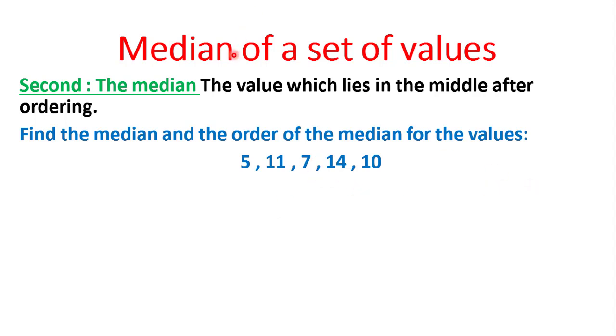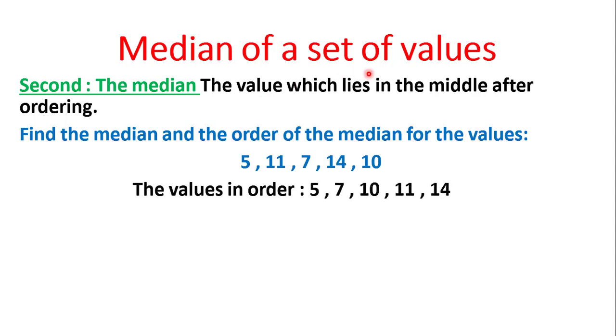As we studied in prep 1, to calculate the median, the first step is to arrange the numbers. I'll arrange the numbers in an ascending order. So the values here will be 5, 7, 10, 11, and 14. The value in the middle is the median. So 10 is the median. Okay, what is the order of this median? As we can see that 10 is the third number, so the order is third.